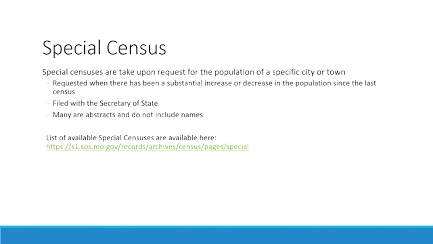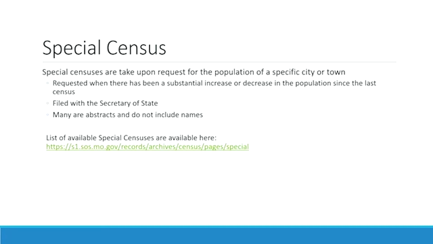Special censuses are definitely the least used of all the censuses, mostly because people just don't realize they exist. So special censuses are taken upon request for the population of a specific city or town in Missouri. They're generally requested when there's been a substantial increase or decrease in the population since the last census, and the city or town wants to change their categorization according to Missouri state law, which depends on their population size. These have to be filed with the Secretary of State, which is why we have copies of them.